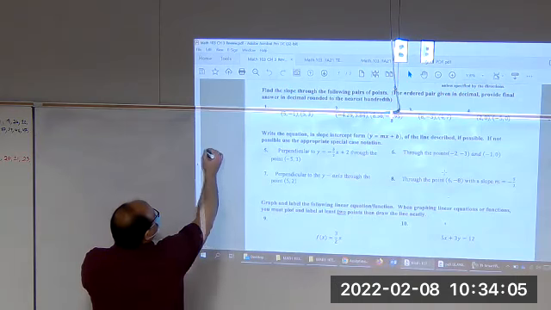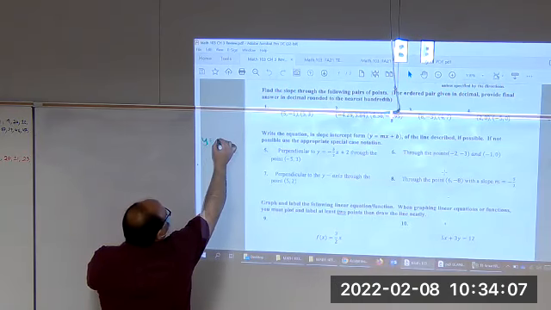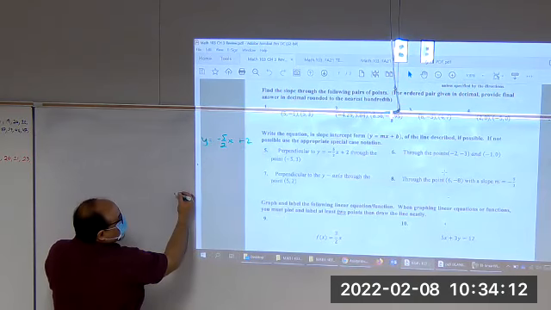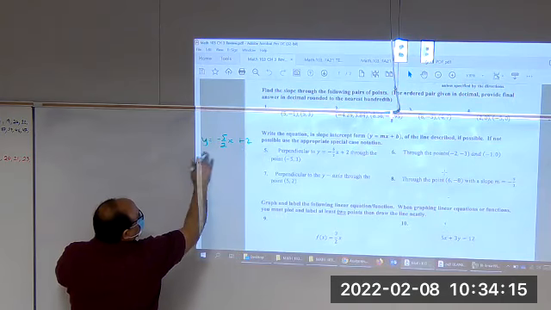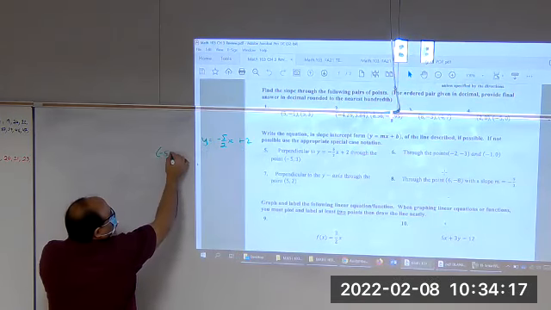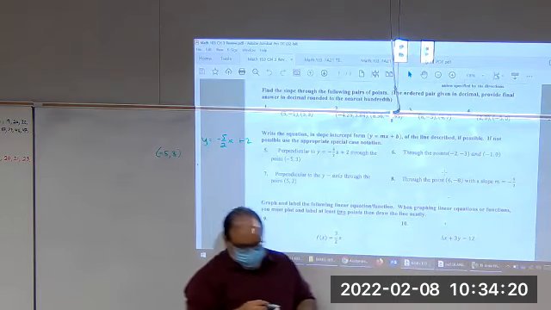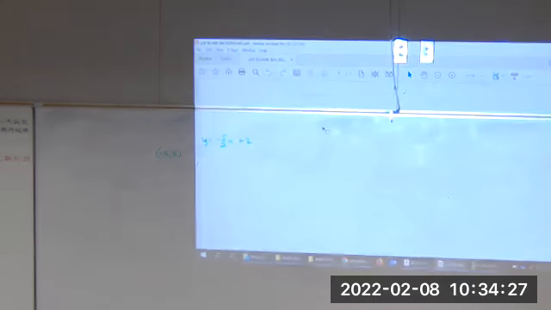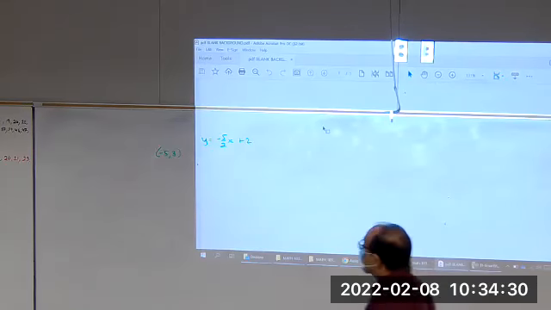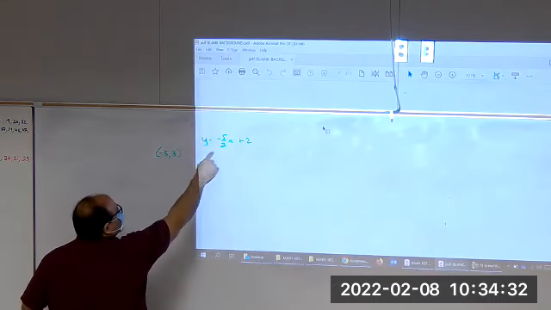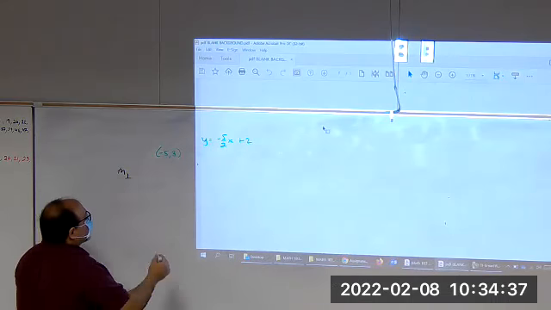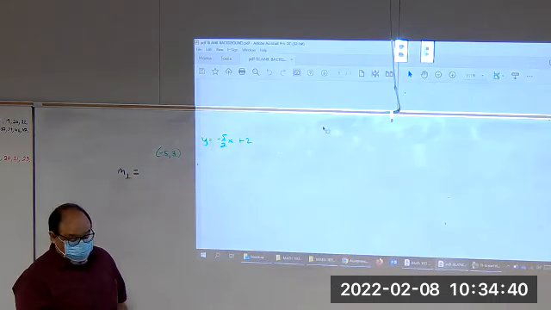Y equals negative 5 over 2x plus 2. And we want a perpendicular line that goes through the point negative 5, positive 3. All right. So you got to write the equation of the line. First thing you need is the slope. My line is perpendicular to that line, so I need the perpendicular slope. Perpendicular slope is opposite and reciprocal.